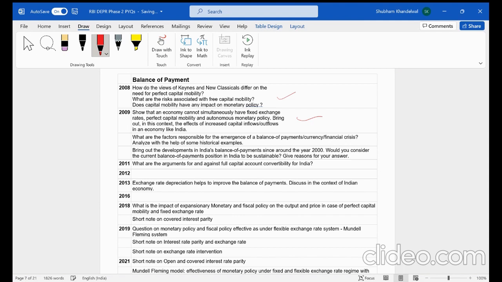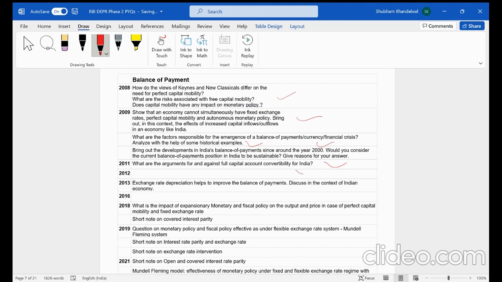Then another question in 2009: factors responsible for the emergence of balance of payment crisis. And then we had to give some historical examples as well. Then another question on the development in the Indian balance of payment since the year 2000. So, guys, this can be asked to give out the trend of the balance of payment. What has been the trend of India's balance of payment? They've asked since the year 2000. They can ask since the 1991 reforms. Now, in 2011, one question was there on full capital account convertibility, that is based on the Tarapore committee.